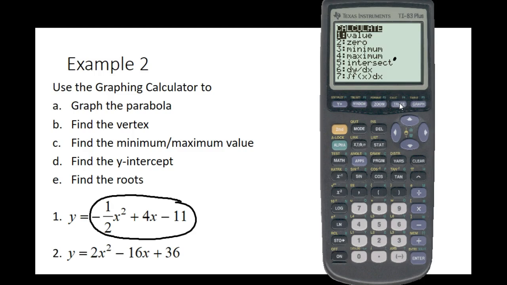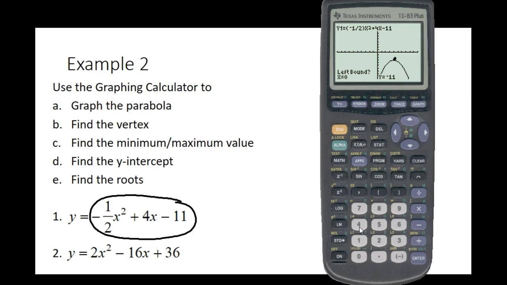So what does it say after trace? Choose min or max. Which one am I going to choose? Max. Wait, why do you choose max? Because this graph has a max. And we talked about that. If you were on your phones, just letting you know. All right. Now, what does it say after you choose max?